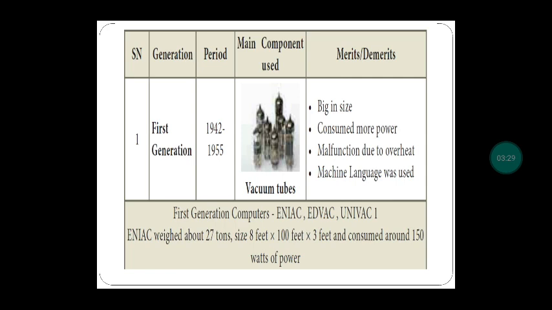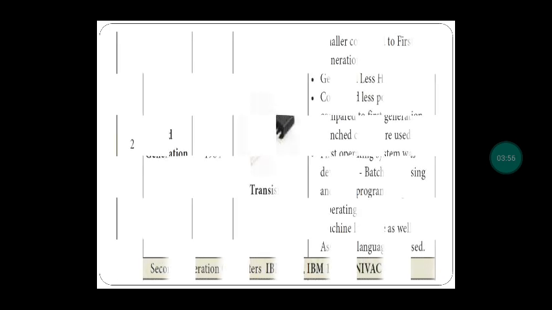This ENIAC computer's weight is about 27 tons and its size is 8 feet by 100 feet by 3 feet, and it consumes 150 watts of power. So this first generation computer was used in the years 1942 to 55. Next we will go for the second generation computer.